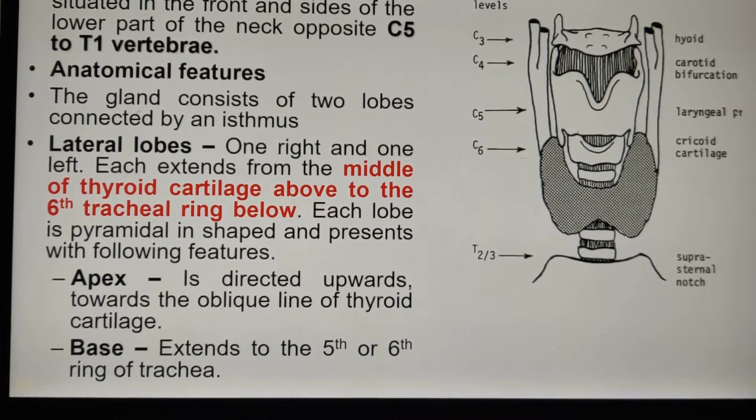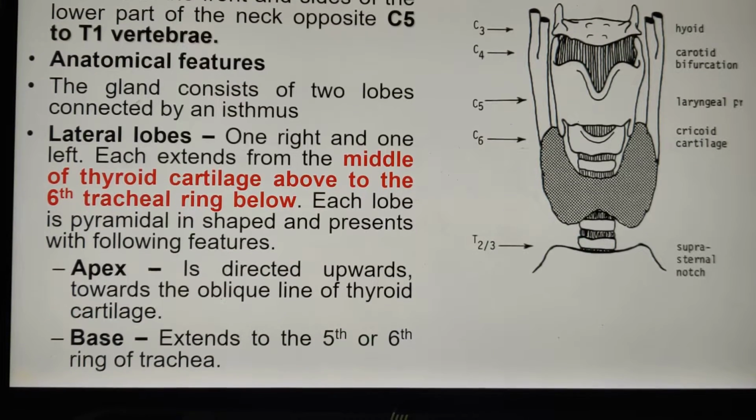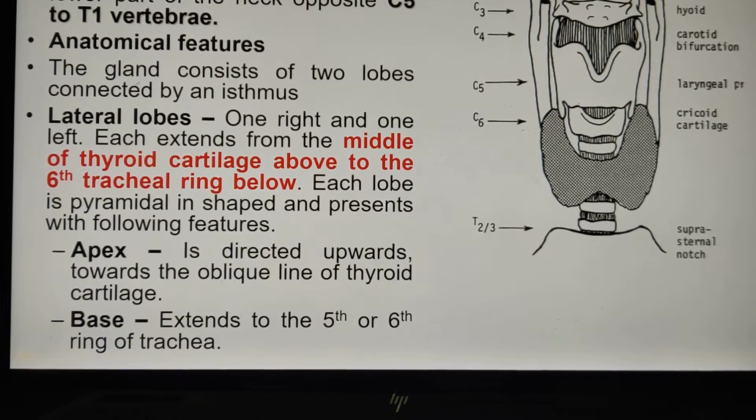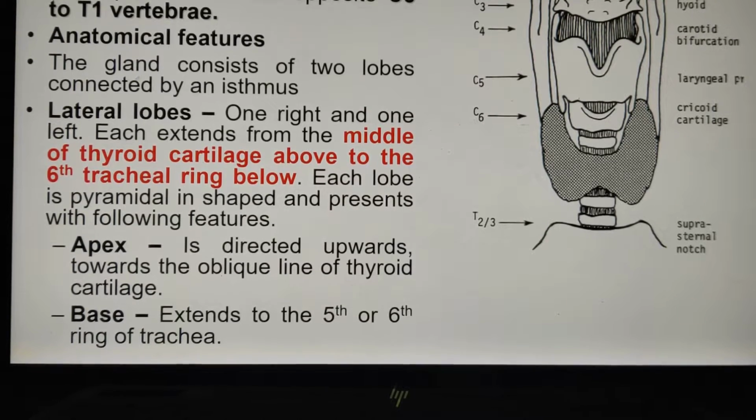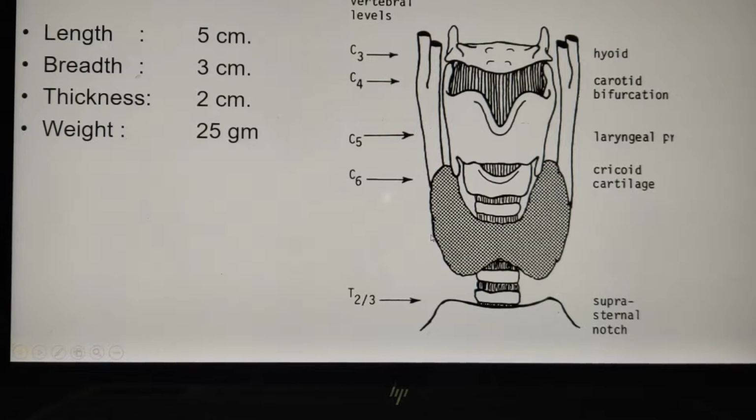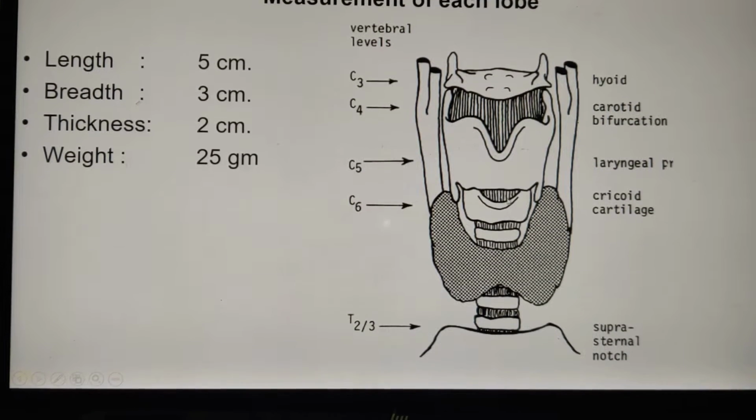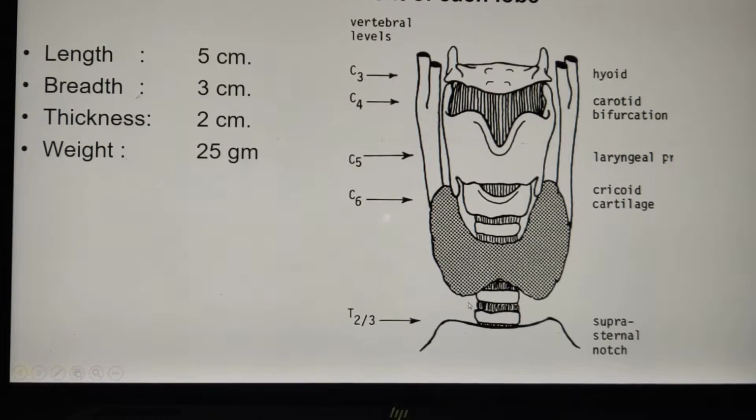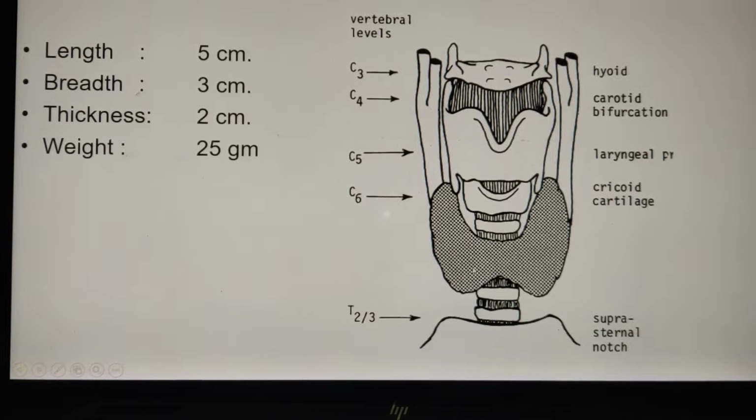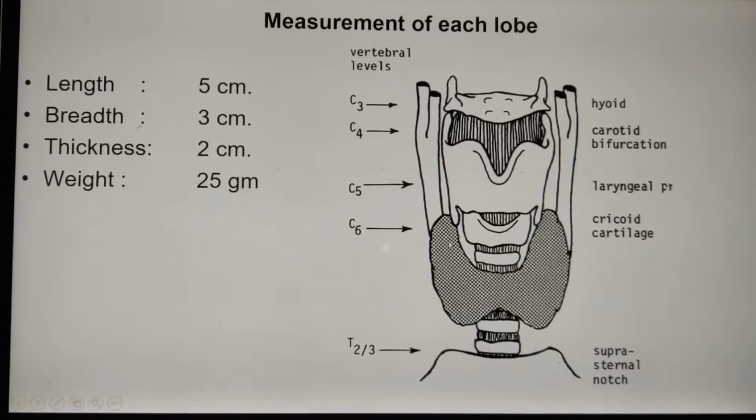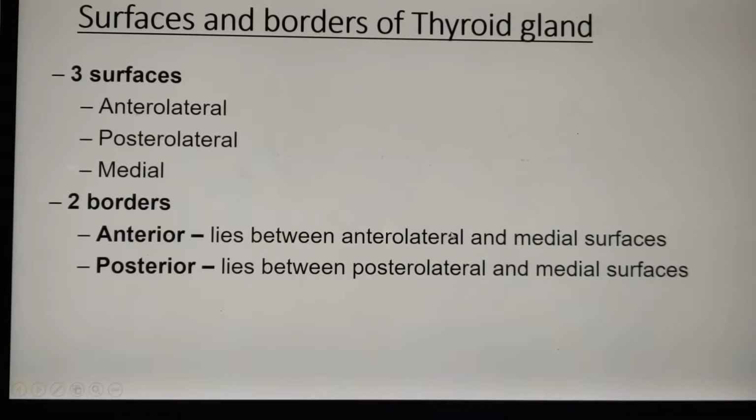Each lobe is pyramidal in shape and presents the following features. The apex is directed upwards towards the oblique line of the thyroid cartilage, and the base extends up to the fifth or sixth tracheal ring. Measurements of each lobe: length nearly 5 centimeter, breadth 3 centimeter and thickness 2 centimeter. Weight of the thyroid gland is approximately 25 grams.